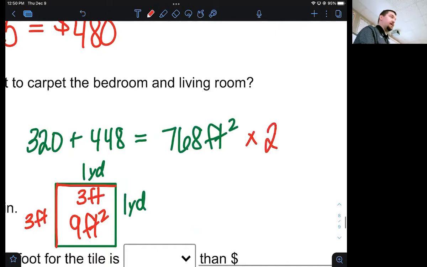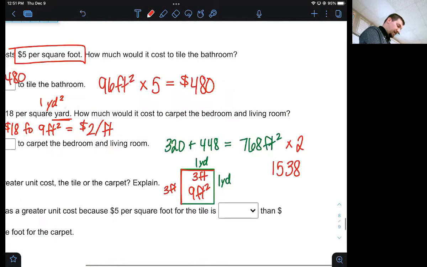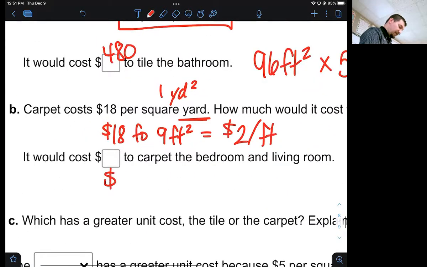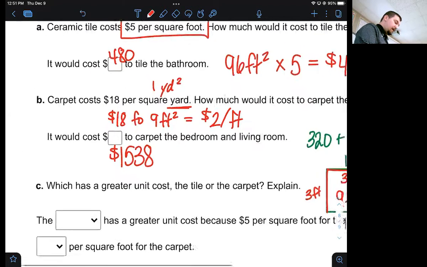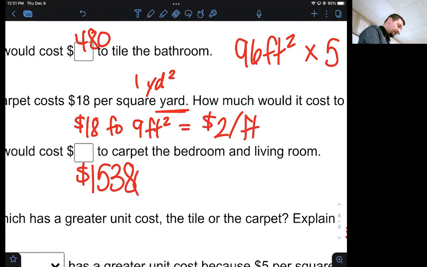What's that price going to be? You're not leaving until you're done, so you can not write it down if you want to. That would be your own fault. Why are you guessing? You have a calculator. Okay, so that would be the cost. $1,536 to carpet, and that's going to be really expensive. Okay, thank you for checking.